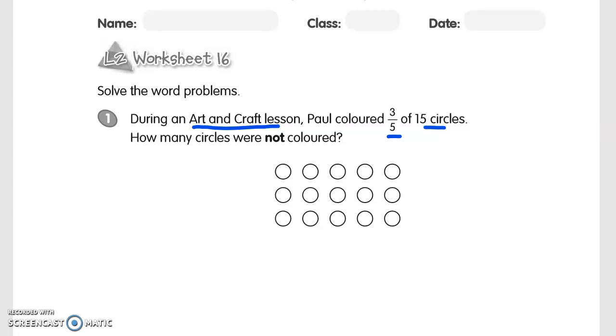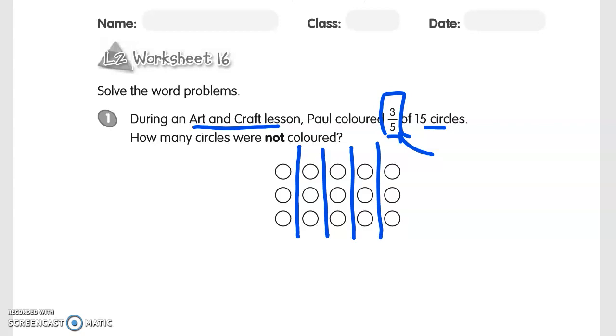Now, from this fraction, they are telling us the total set is 5. Can we group our circles into 5 sets or 5 groups? Okay, so let's separate them. That's 1 group, 2 group, 3 group, 4 and 5 group.